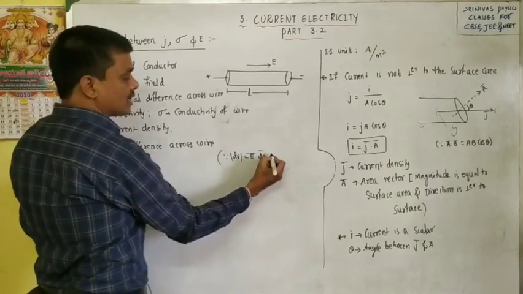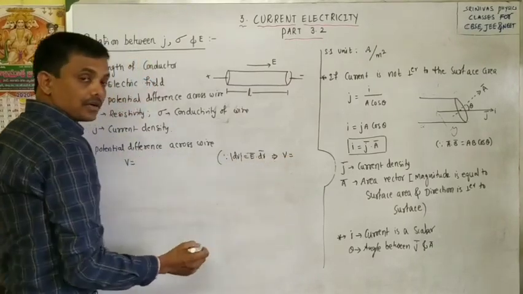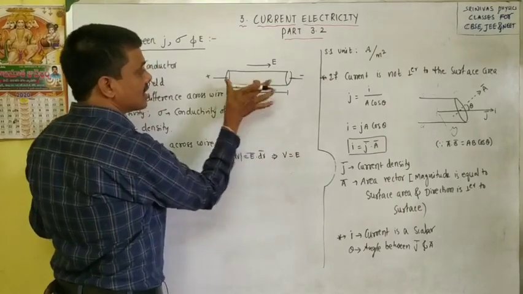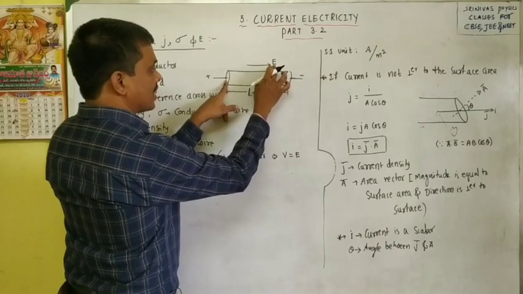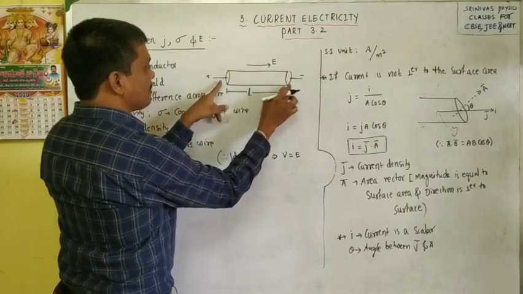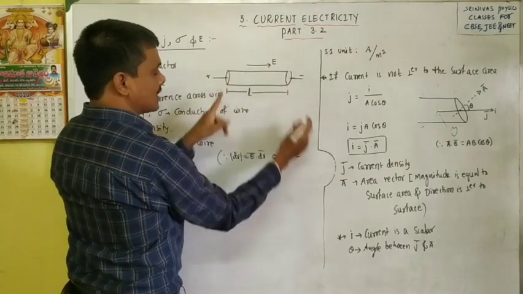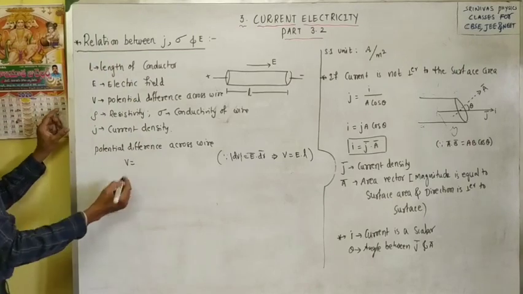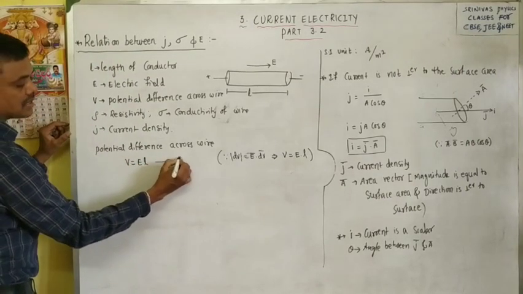And this formula we can also write. Potential difference we will take as V. E is the electric field, and displacement we will take as the distance along the conductor. Electric field is E, and potential difference across the wire is V. Potential difference is equal to electric field into distance. Here the distance is L. So V is equal to EL. This we will take as equation 1.